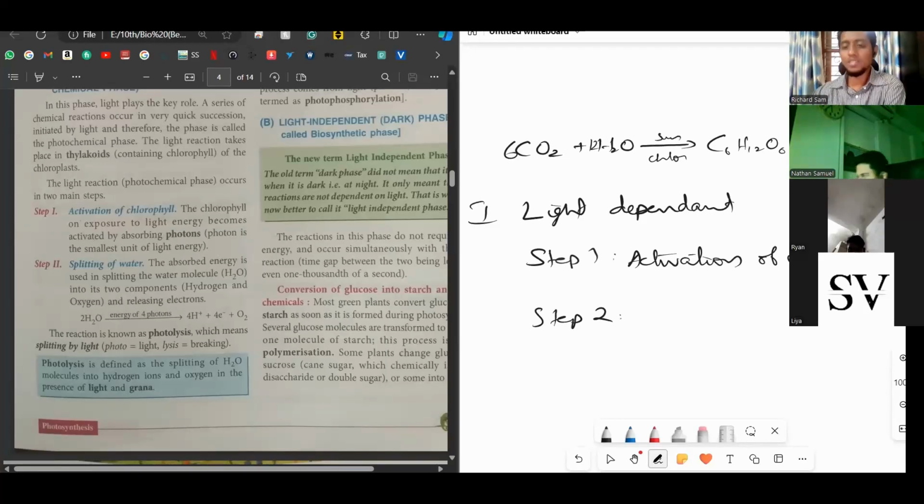The second step is splitting of water. Okay, the water is H2O. It splits into three parts: hydrogen ions, an oxygen molecule, and also 4 electrons. See, it's 2H2O. That means 2 molecules of water.